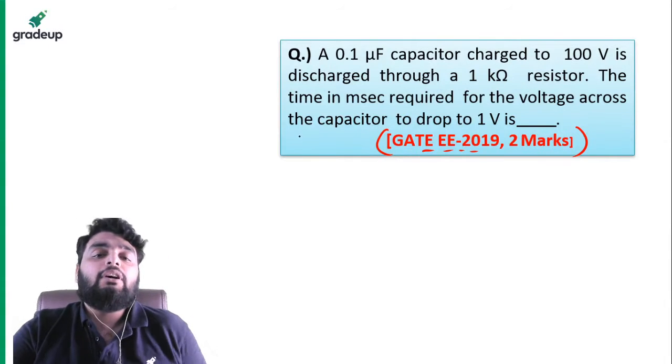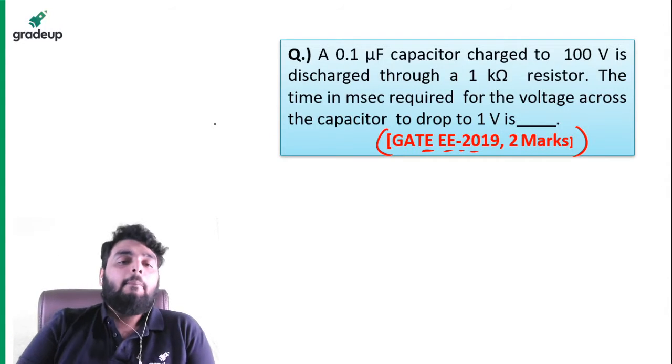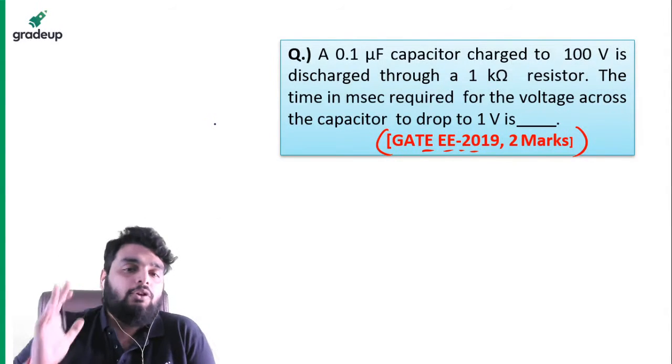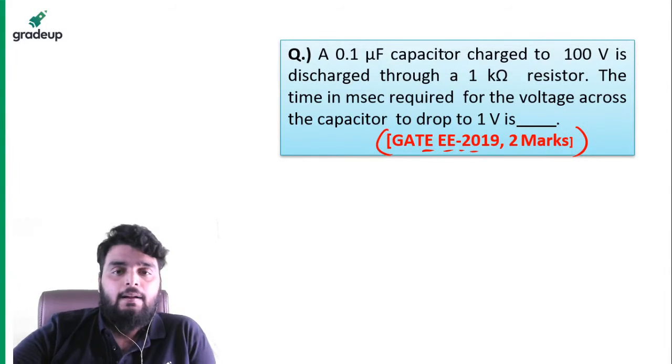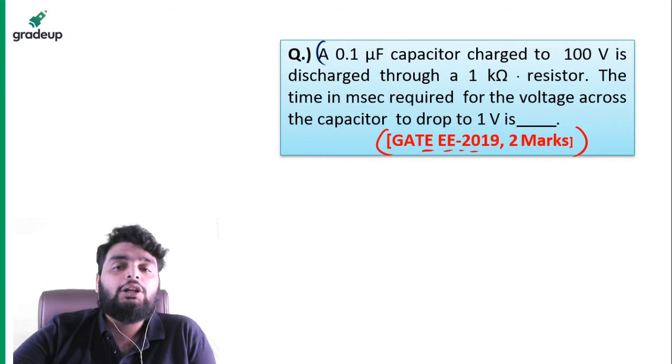This question is just for 1 mark, but you can see GATE has asked this question for 2 marks because they want you to remember one thing for this question. What is that thing? What is the question here? A 0.1 microfarad capacitor charged to 100 volt is discharged through a 1 kilo ohm resistor.